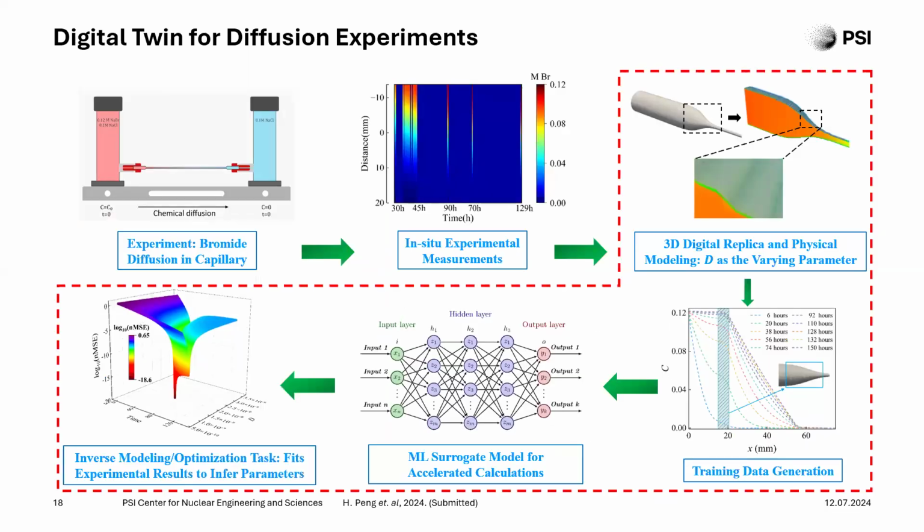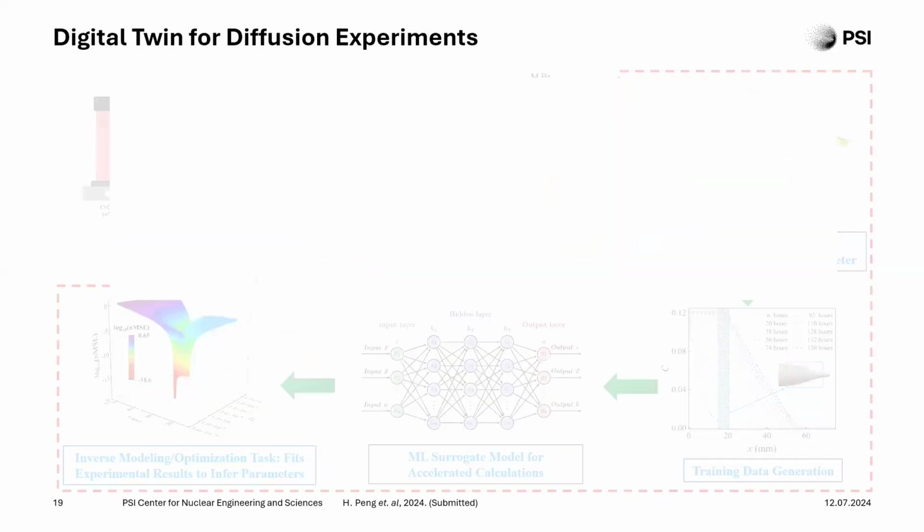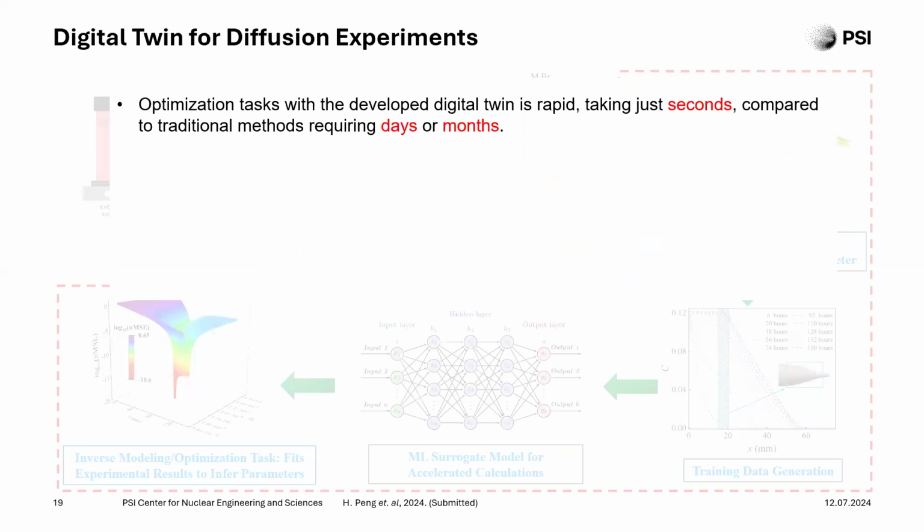And here, based on the numeric procedure shown in the red box, I just give you a really quick summary of the digital twin for diffusion experiments. The optimization task with this developed digital twin to find the best fit diffusion coefficient of the system is really fast. It just takes seconds to complete.